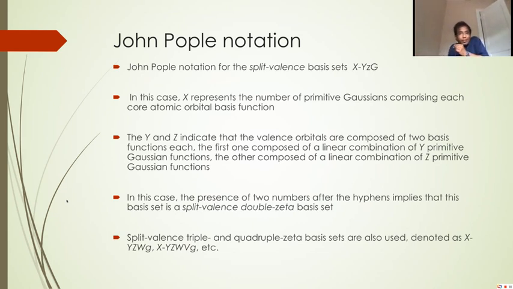What is split valence? Triple and quadruple are the same thing, like multiplying N, where N is equal to 1, 2, 3. Split valence triple and quadruple zeta basis sets are also used, denoted as X-YZW or maybe X-YZWVZ, etc. Next slide.